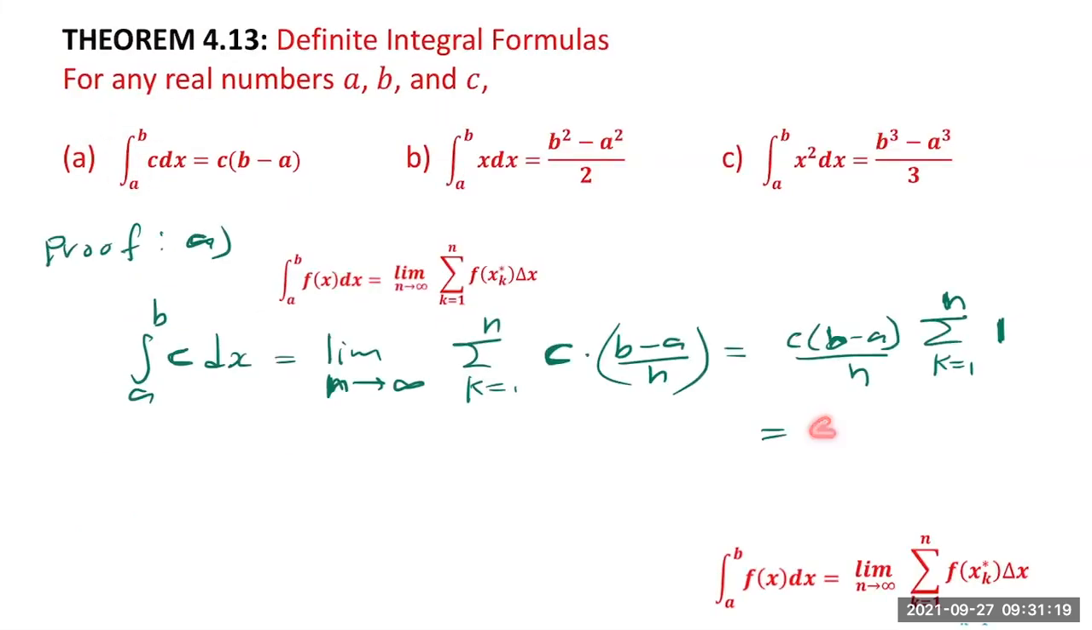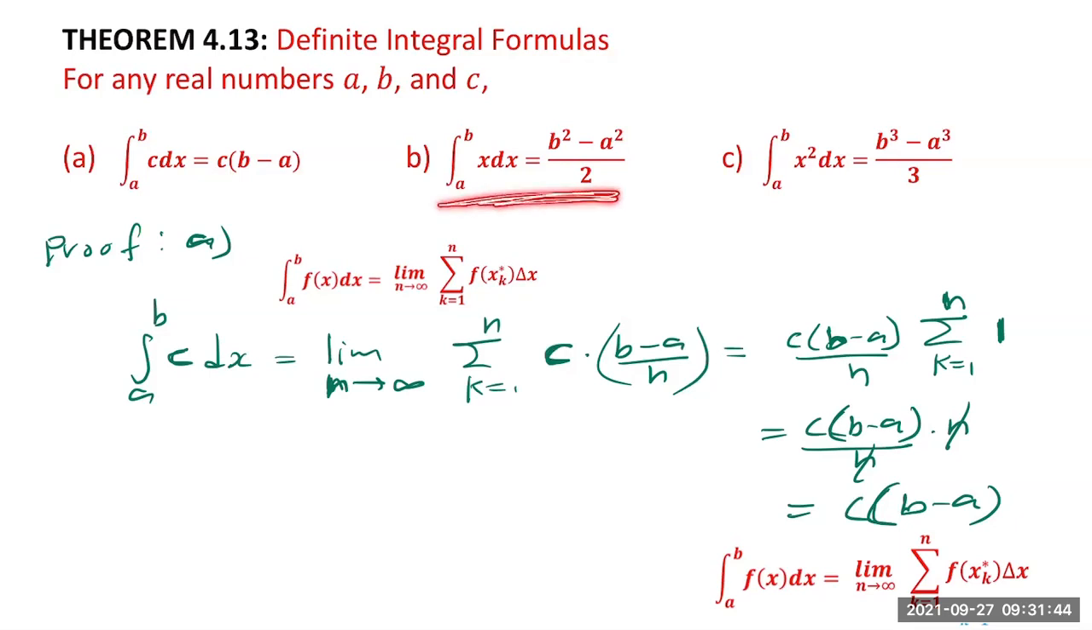Then you get c times b minus a divided by n times n. And this n and n cancel. You get c times b minus a, as required by the formula. Okay, that's what we wanted to prove. Likewise, you can prove the other formulas as well using the definition. You use this definition to prove these formulas. All right, let's move on.